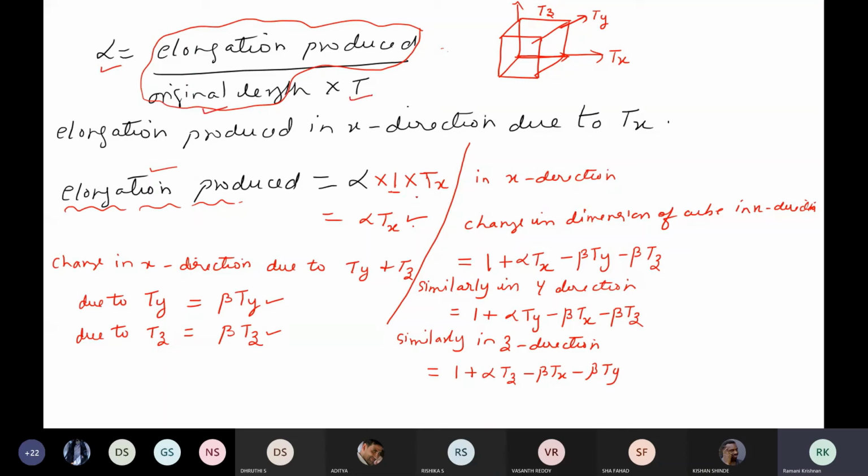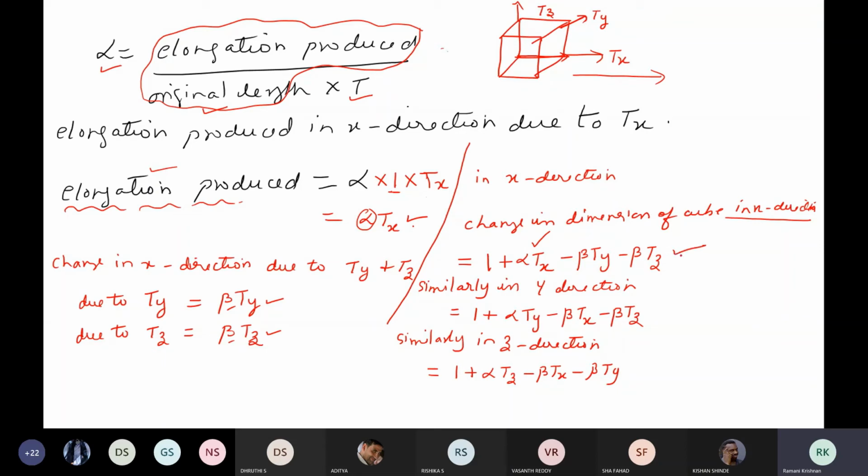Because it is elongation, it is trying to increase the length of the cube, so I have taken alpha. Now the other two forces are trying to decrease the length in the X direction, so I take beta Ty and beta Tz. What is the change in the cube in the X direction? Tx is only helping to increase the length, so plus alpha Tx, and Ty and Tz are trying to decrease the length in the X direction, so minus beta Ty minus beta Tz.